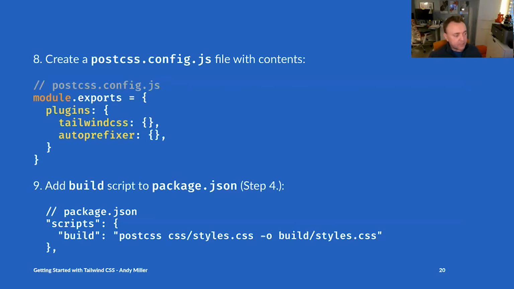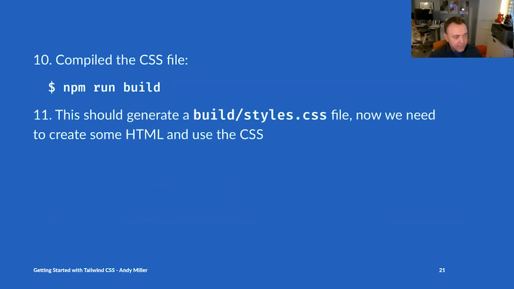And then step 9 is to add a command into the package.json file for building the CSS. So I just call this command build, and you can see the command is basically postcss, and there's a CSS styles.css, and that's the file we just created. The output file is going to be build/styles.css. Then to test this all out, we run the command npm run build, and that will do all its work and generate a build/styles.css, which we can now use.